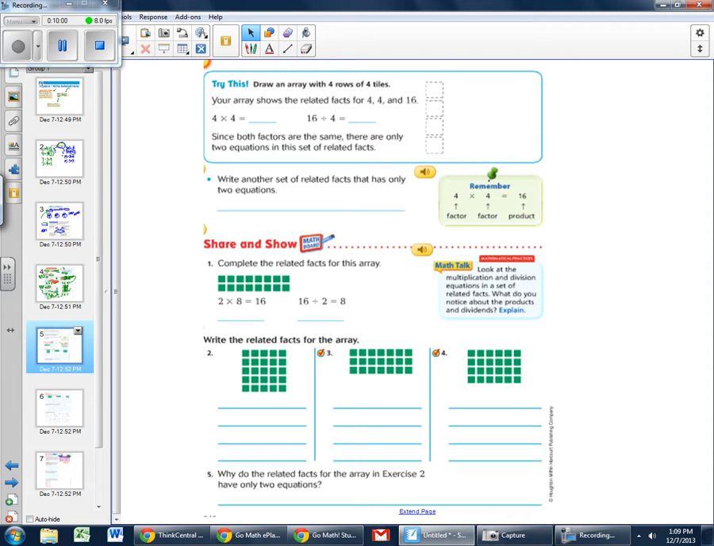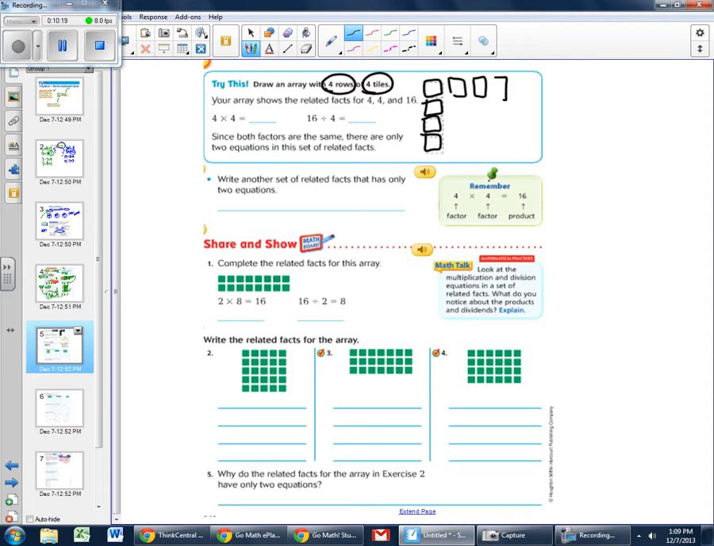Now it wants us to try this. Draw an array with 4 rows and 4 tiles. So here are 4 rows. Okay, so it wants 4 rows of 4 tiles. So it wants 4 columns of. Go ahead and pause if you need to catch that up.